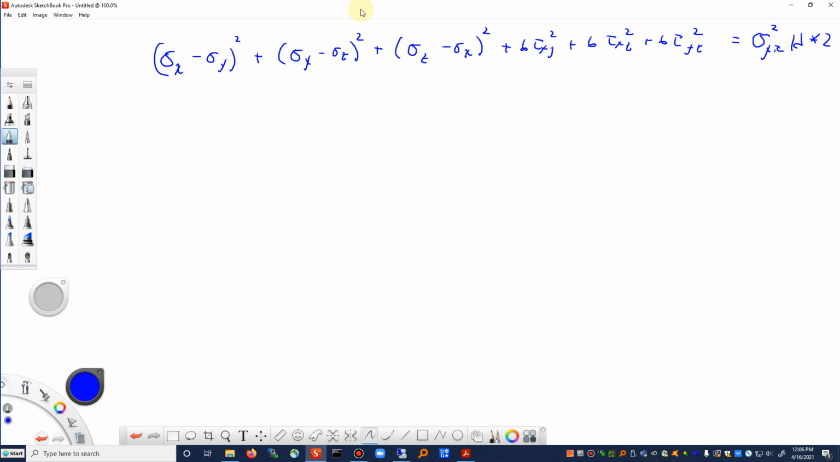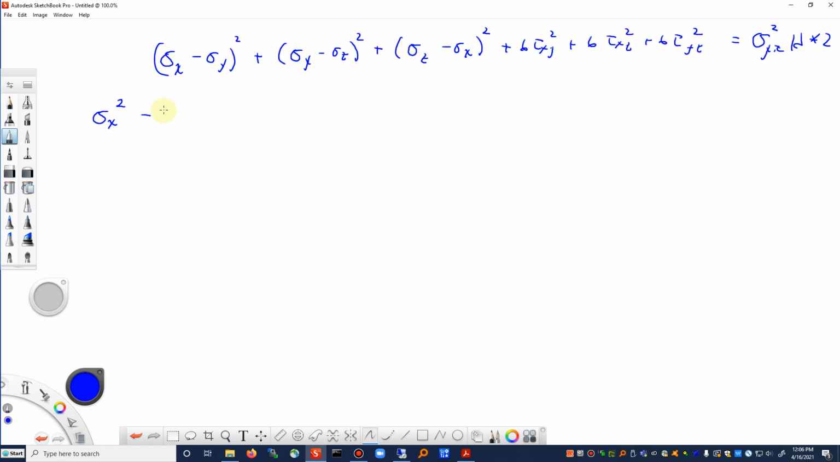But what I've done is I've taken our von Mises equation and I have squared both sides. And I took the 1 over the square root of 2 and I moved it to the other side. So I actually have a 2 sigma yield squared over on the right hand side now. I have all these different terms, and I'll just do a little bit of algebra. I'm going to expand these squares.